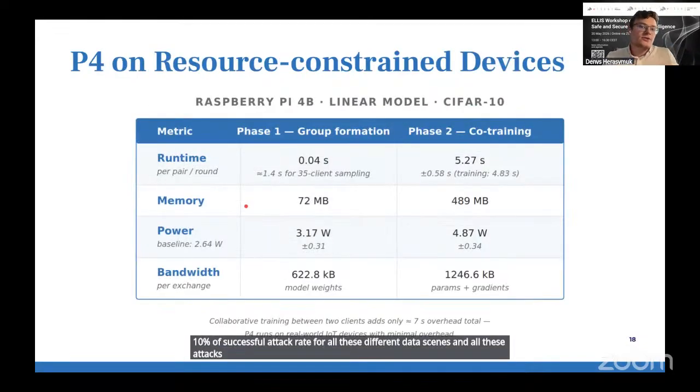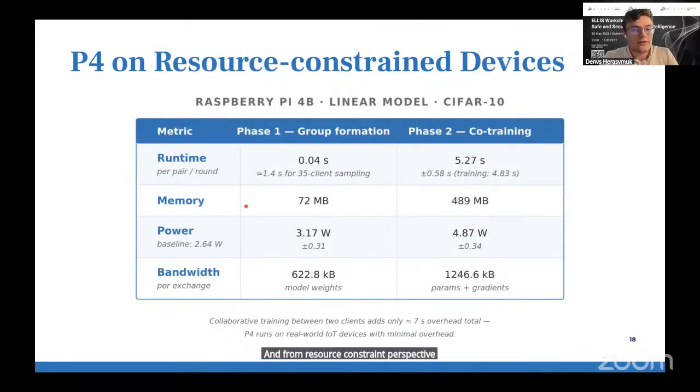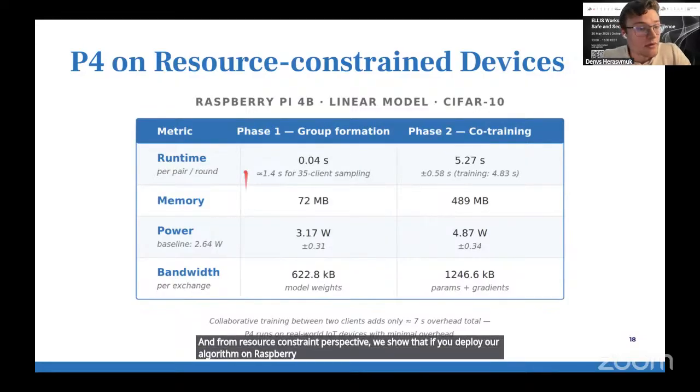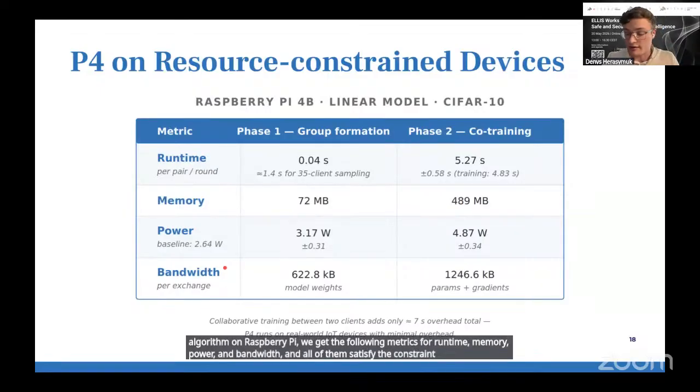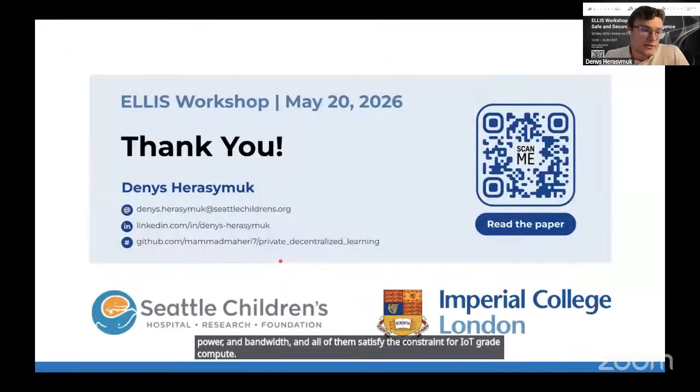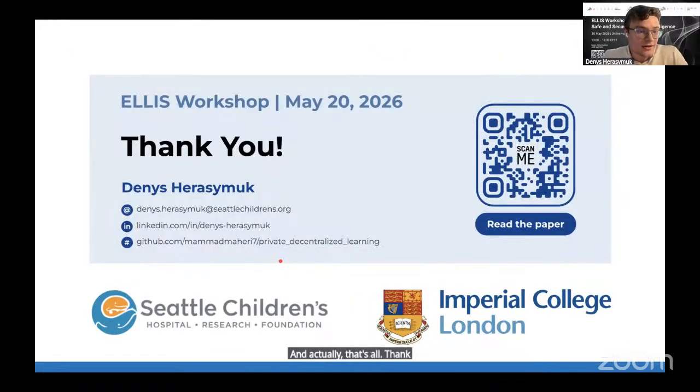And from a resource constraint perspective, we show that if you deploy our algorithm on a Raspberry Pi, we get the following metrics for runtime, memory, power, and bandwidth, and all of them satisfy the constraints for IoT-grade compute. And actually, that's all. Thank you for your attention, and I'm happy to answer any questions.